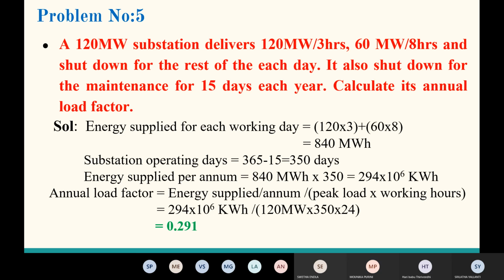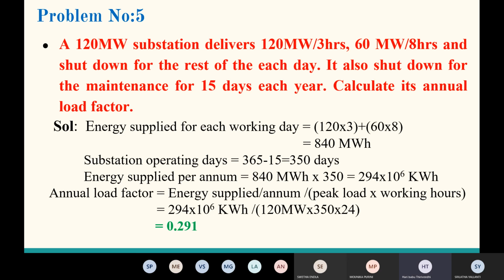Okay sir. So maximum demand or peak load equals 120 megawatt, right? Now energy supplied for each working day equals... don't write this value first, we can write some theory, and then write these values. Energy supplied for each working day equals energy delivered for 3 hours plus energy delivered for 8 hours.